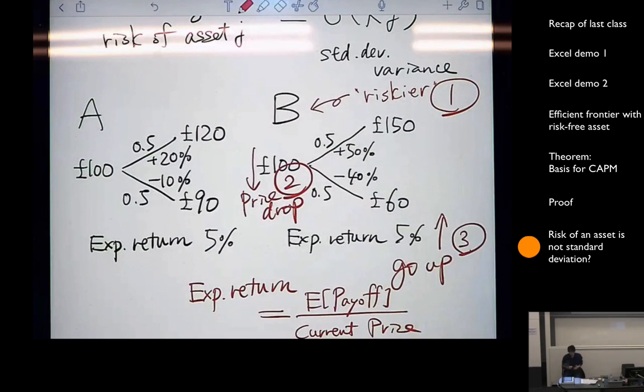And because asset B is riskier, the payoff has larger standard deviation. The expected return can't be the same as asset A. The price should go down so that asset B is higher risk, higher return. This is the old image of risk.